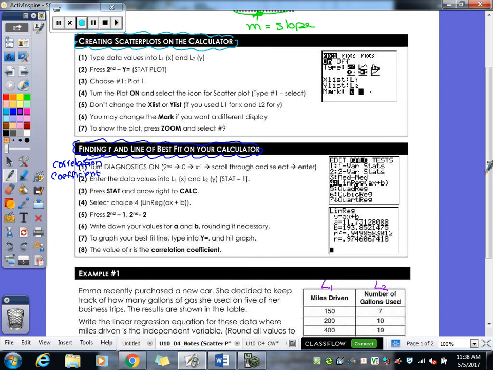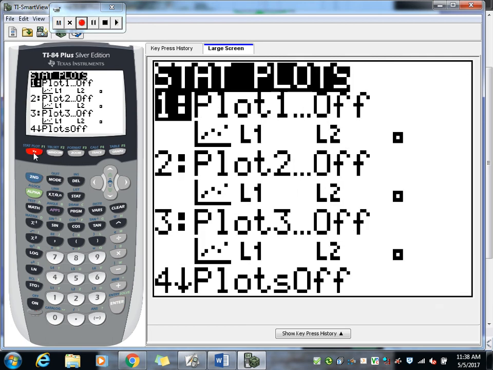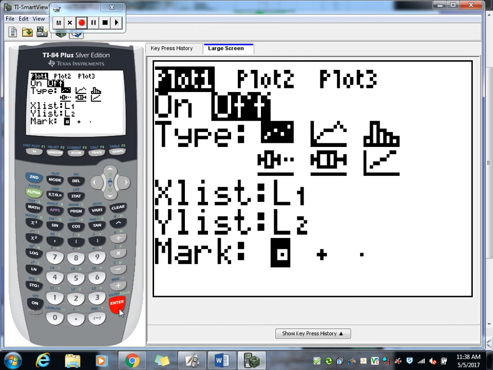There we go. So we typed in our data. Check. So next we're going to go to second y equals, and that's going to give us our stat plot. So I'm going to push the second y equals. I have all my stat plots. We have lots of different stat plots here. We're always going to select the first one, so I'm going to hit enter.